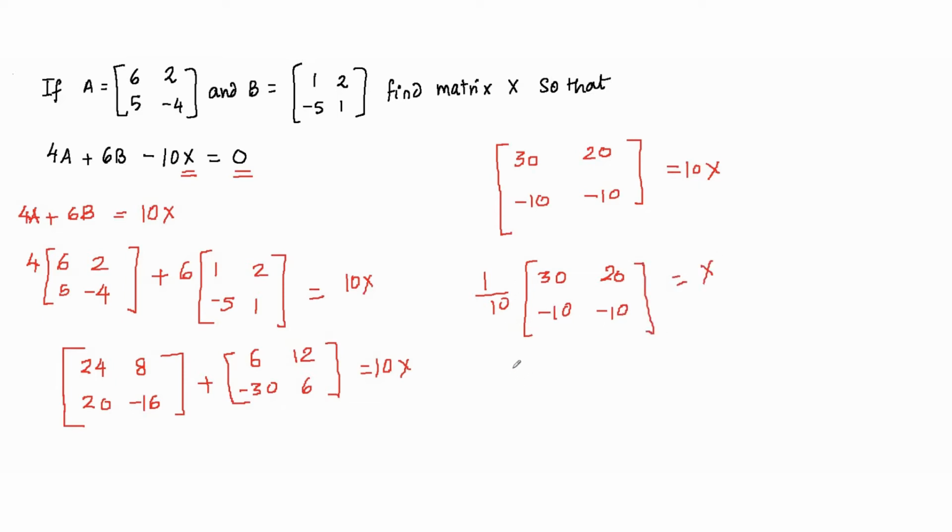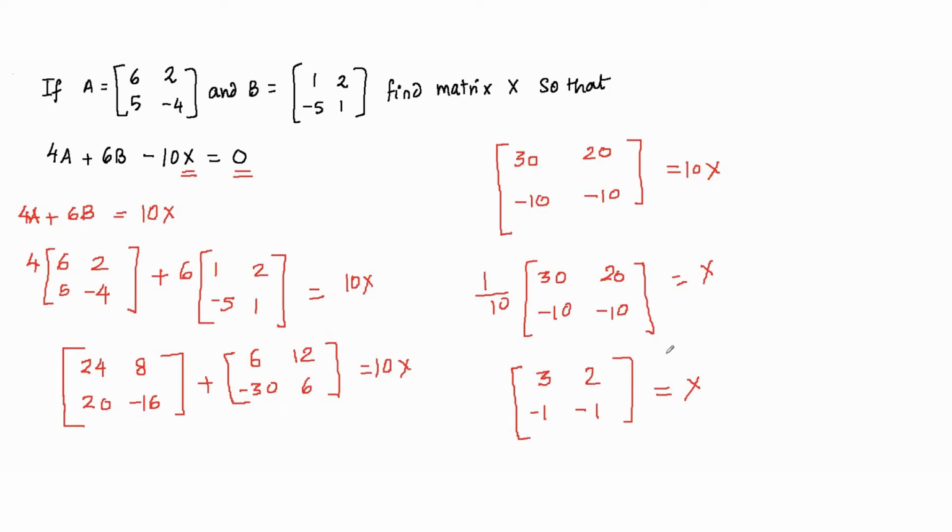So when I have 1/10 of a matrix, it means I need to multiply each element by 1/10. So 1/10 of 30 is 3, 1/10 of 20 is 2, 1/10 of minus 10 is minus 1, and 1/10 of minus 10 is also minus 1. So this is equal to the matrix X. Therefore matrix X is 3, 2, negative 1, negative 1.